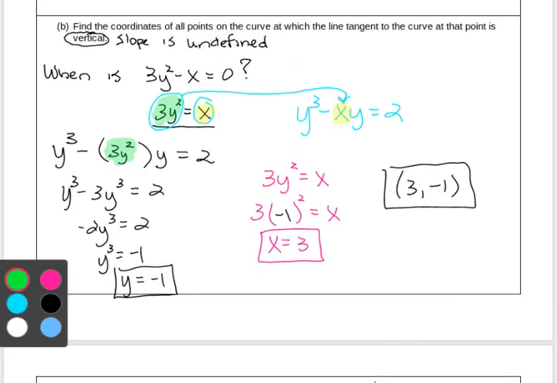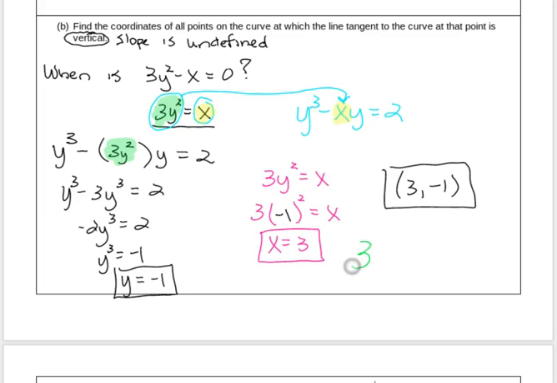This was worth 3 points. So it was 1 point for actually setting your denominator equal to 0. It was 1 point for getting it down to one variable so that you could solve. So that's like this part right here where we only had it in terms of y, and then 1 point for your answer.